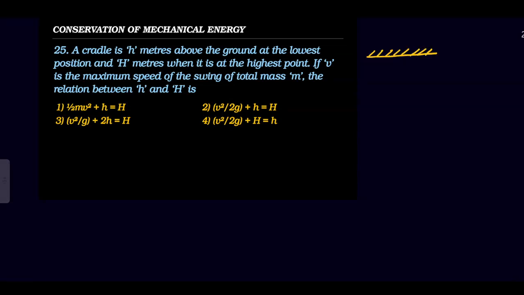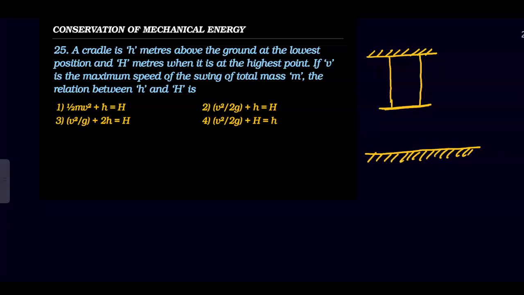Yeah, this is the cradle. Now just imagine, here this is the ground. You see the ground, and this is the lowest point of the cradle. So when it is at the lowest point, this height is given as small h.